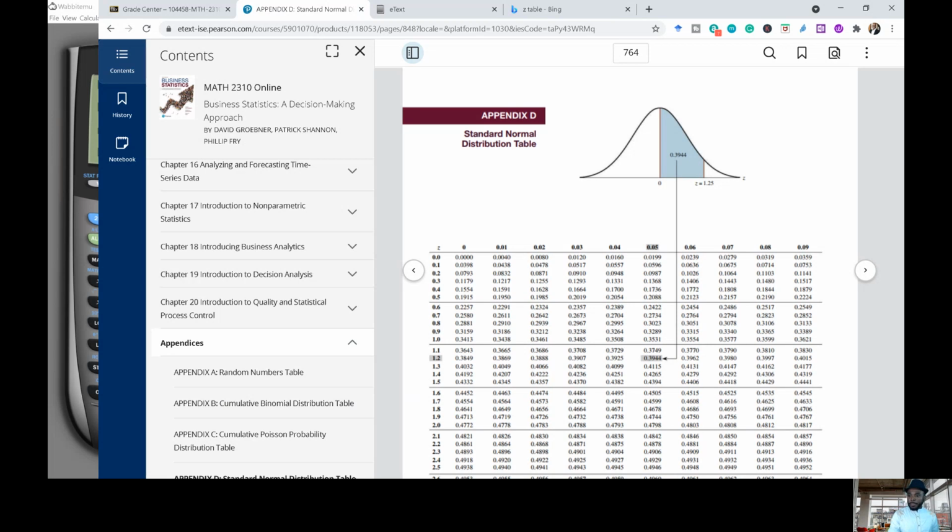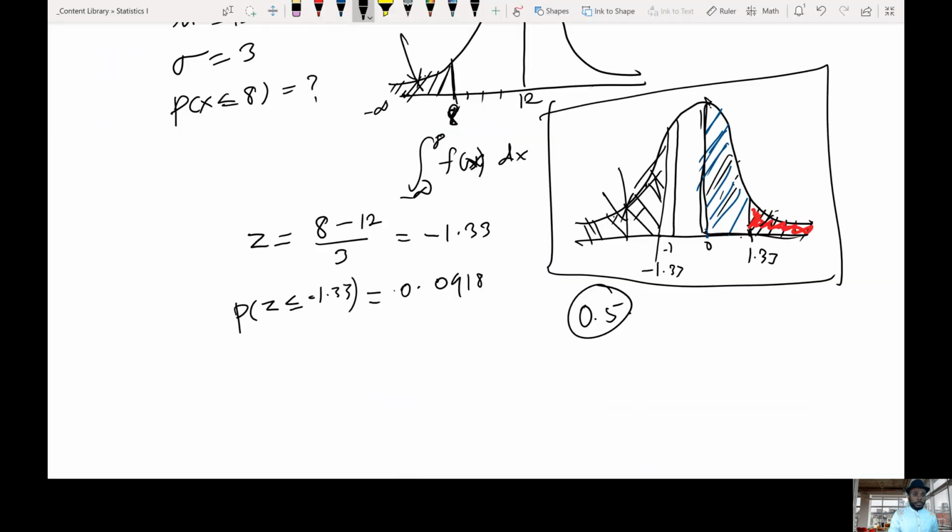All right, my friends, let's bring back the board. Sweet. So with these, now you know how to find the probability, or you know how to find the area.